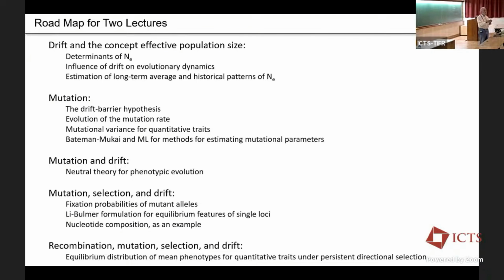Then we'll start to put two things together. What happens when mutation and drift are interacting? Three things together: what happens when mutation, selection, and drift are interacting? Finally, four things together: recombination, drift, mutation, and selection. I have a feeling that my lecture today will only get through the first part.